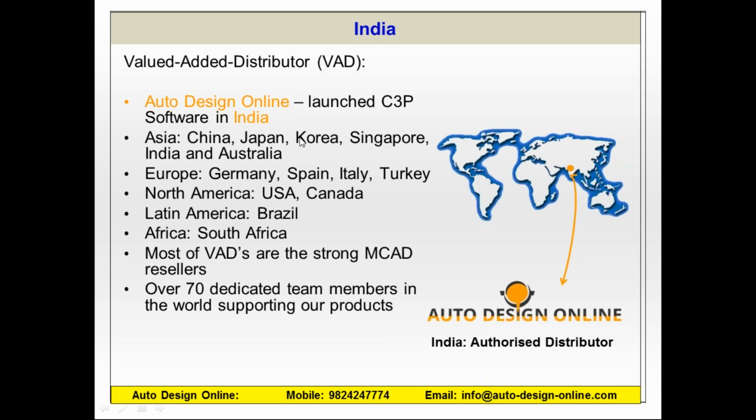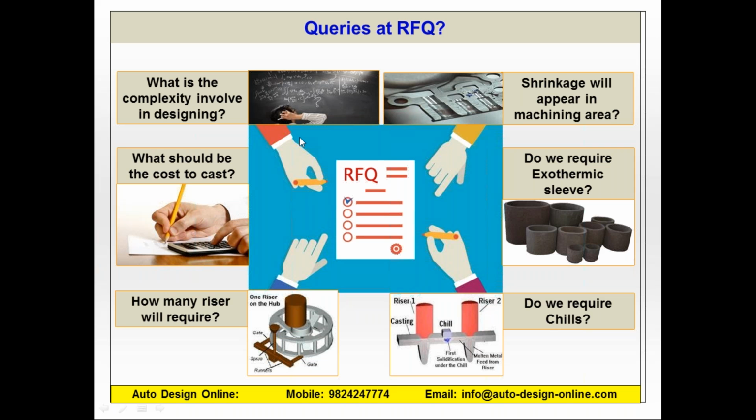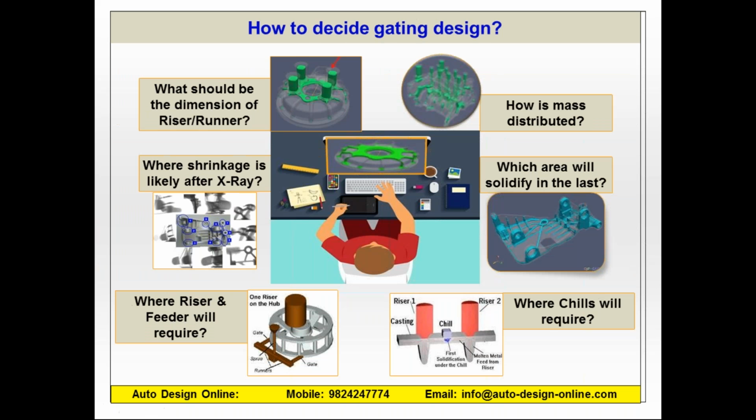And this tool is not a simulation software, but this tool will be used before we actually do the simulation or the trials. Now let's imagine you receive some RFQ, you have received the drawing, you have received the casting part model or something like that. But how would you decide what is the complexity involved in this casting part? What should be the cost of this casting part depending on its complexity? How many risers will you require? Whether you will require any exothermic sleeve or not? Which area is likely to get shrinkage? Which area will require the chill?